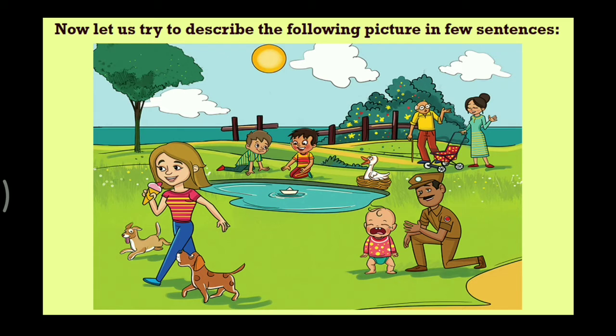And a lady and an old man are talking to each other. A baby is crying here and two boys are playing with a paper boat in the water pool. A sweet duck is also there, right? So students, do you think you can describe any picture? Yes, of course. Firstly, note down some key points and on the basis of those observations, you can describe any picture, right? Let's move ahead and tally our answers.